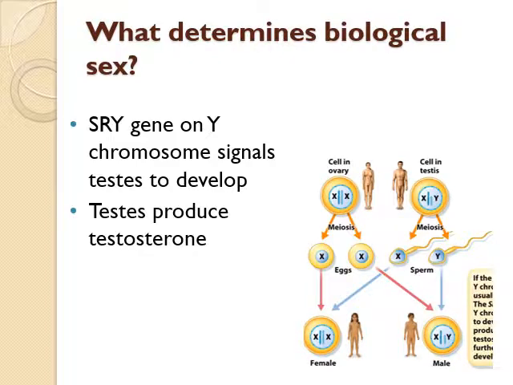Okay, so what determines biological sex? Again, our X and Y chromosomes are what determine our biological sex. There is a gene on the Y chromosome called the SRY gene, and that is what specifically signals the testes to develop. Testes produce testosterone, and that is what helps develop the sexual anatomy, or the penis, in males.